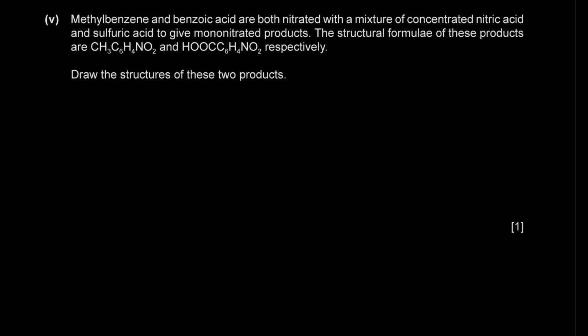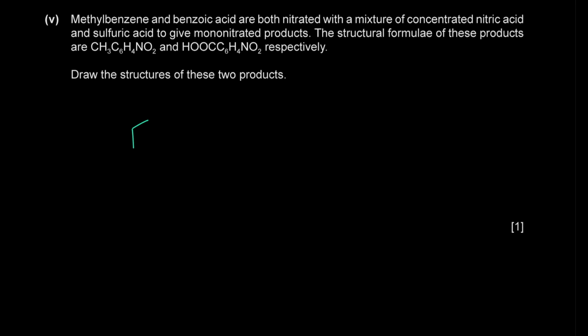Methylbenzene and benzoic acid are both nitrated with a mixture of concentrated nitric acid and sulfuric acid to give mononitrated products. The structural formulae of these products are CH3C6H4NO2 and CO2H (or HOOC) C6H4NO2 respectively. Draw the structures of these two products.